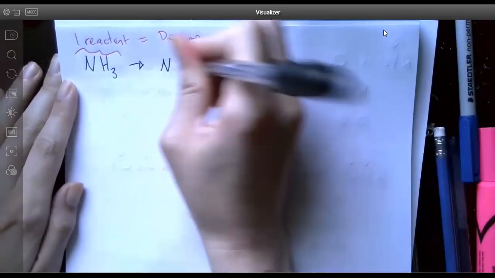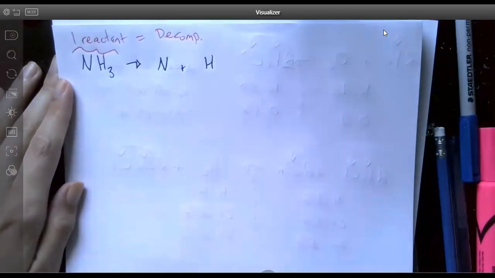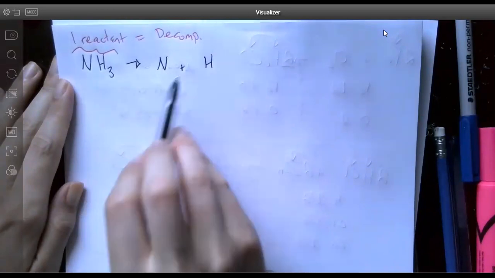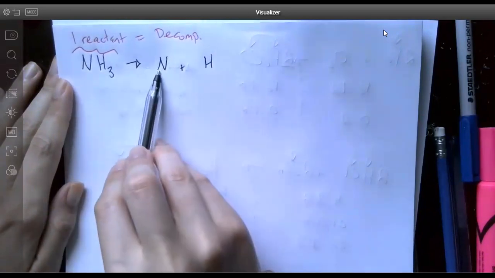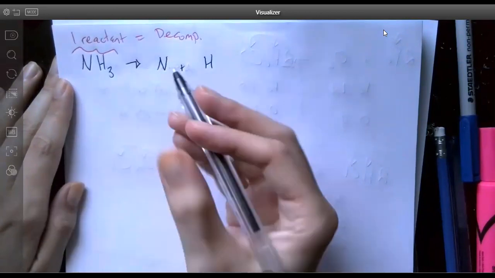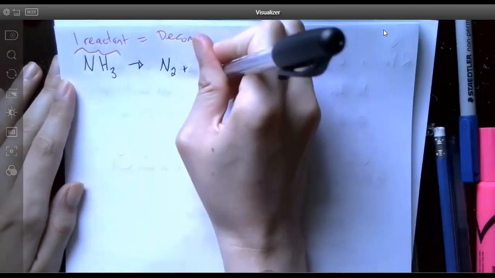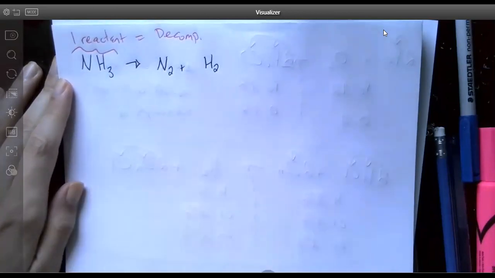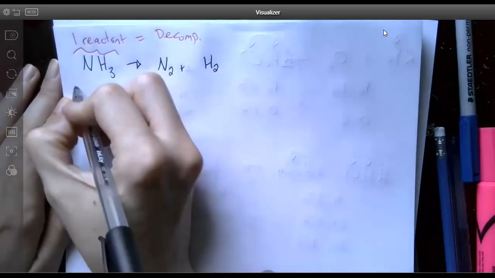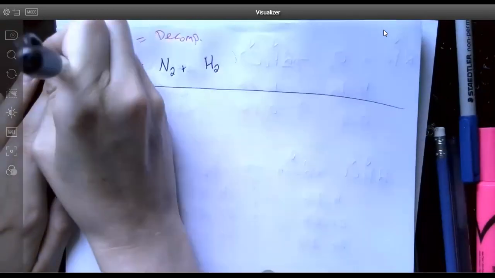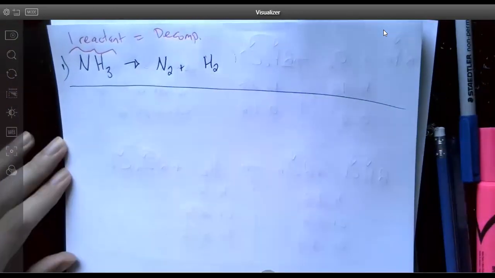So nitrogen and hydrogen. The only thing we have to remember is that nitrogen and hydrogen are both diatomic molecules. So anytime you write something by itself, just double check, is it one of those diatomic molecules? If it is, you need to put a little 2 behind it. And then this isn't balanced. You can practice balancing this if you would like, but for right now, we're just going to be identifying the different types of reactions and predicting our products. So that is one type, our decomposition.